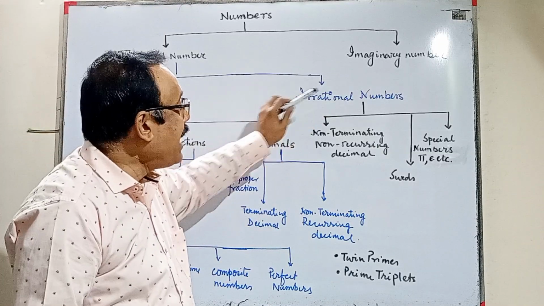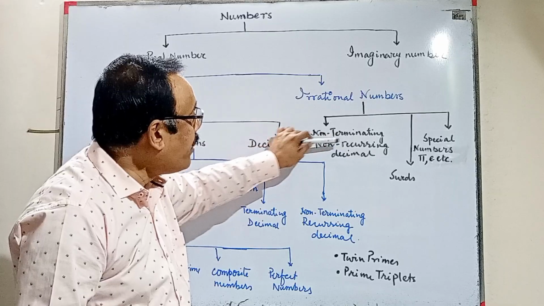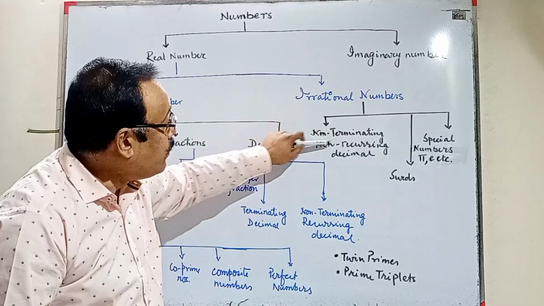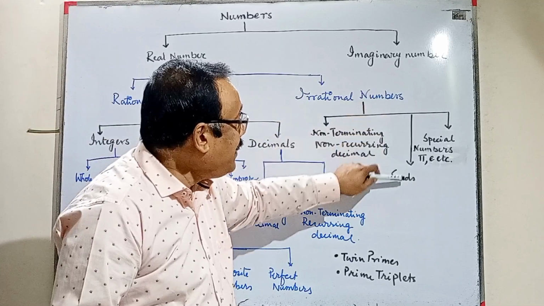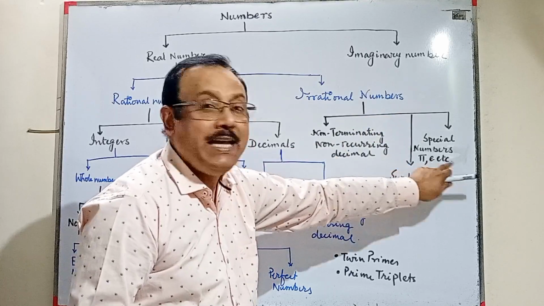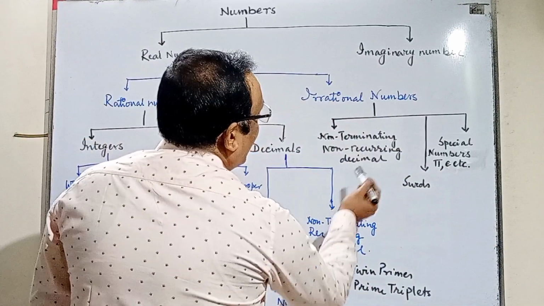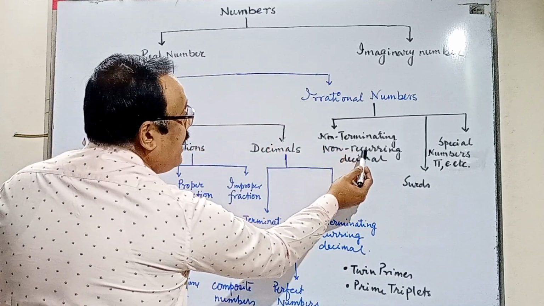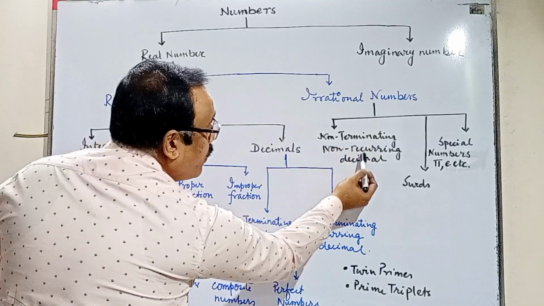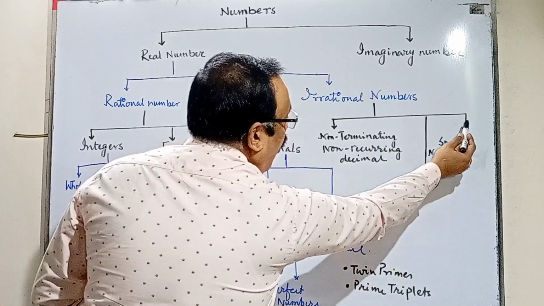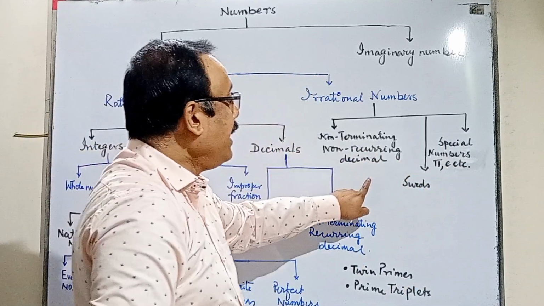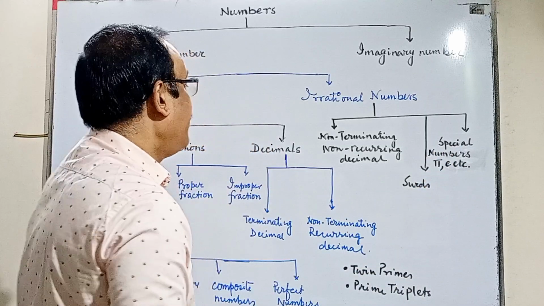Irrational numbers can be of three types. First, non-terminating, non-recurring decimal. In case of rational decimals, it was non-terminating recurring decimal, but here it is non-terminating, non-recurring decimal. Second, it can be surds, and third, special numbers like pi, e, etc. That means three varieties: non-terminating non-recurring decimals, surds, or special numbers pi, e, etc.